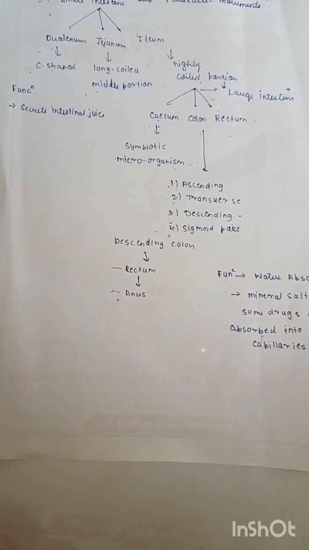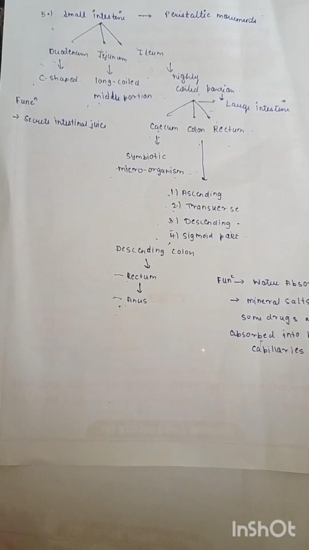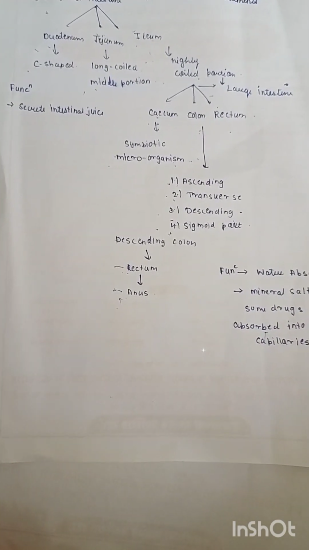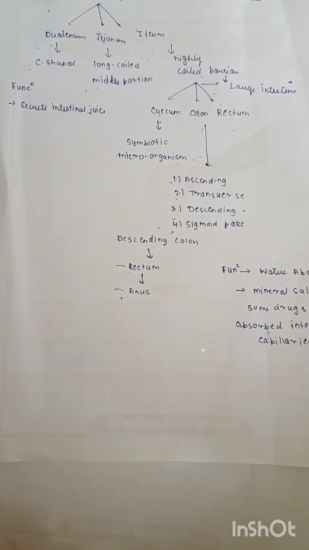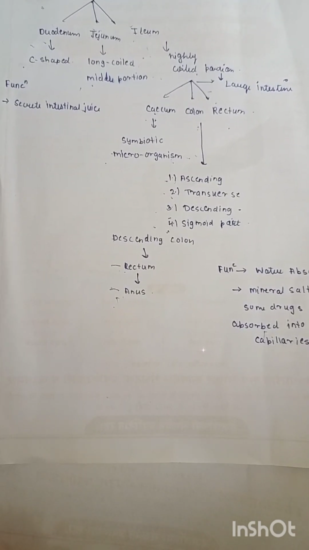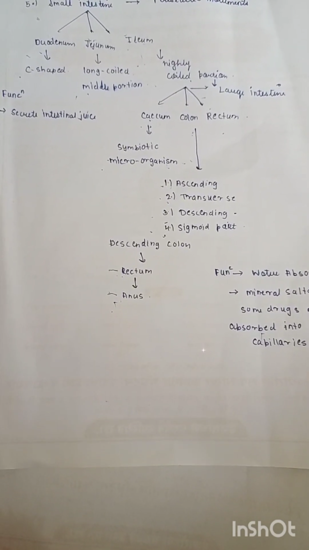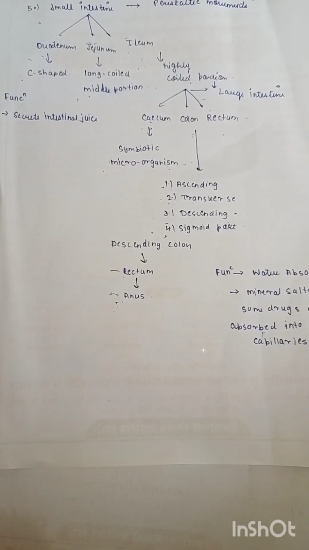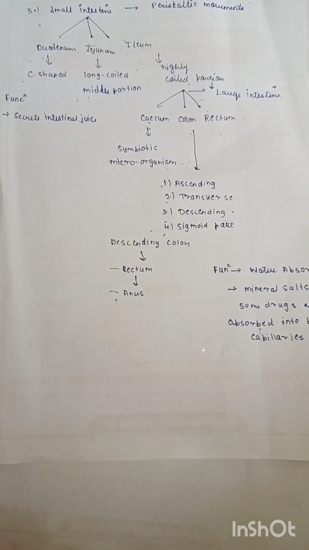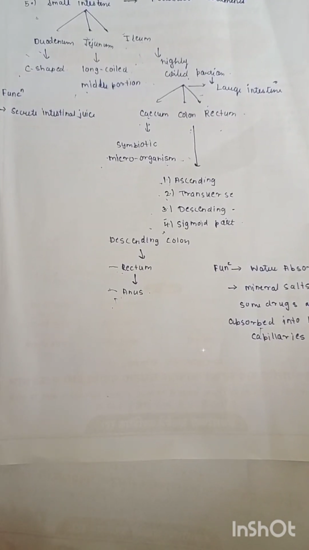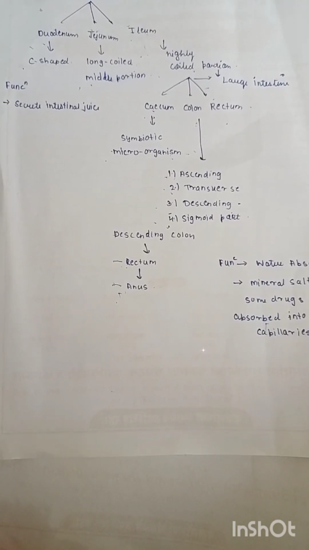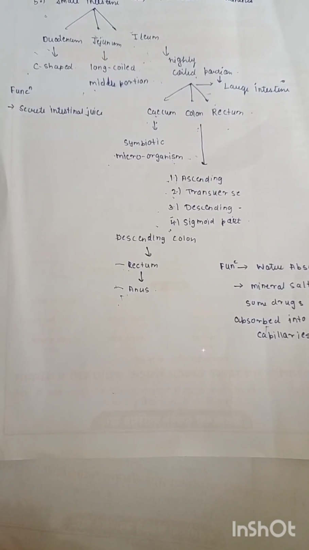The next part of the digestive system is the small intestine. In the small intestine, peristaltic movements take place. The small intestine consists of the duodenum, jejunum and ileum. The duodenum is a C-shaped organ. The jejunum is the long coiled middle portion and the ileum is the highly coiled portion. Most of the nutrient absorption takes place in the small intestine, and whatever waste material is left enters the large intestine. The function of the small intestine is to secrete intestinal juices.